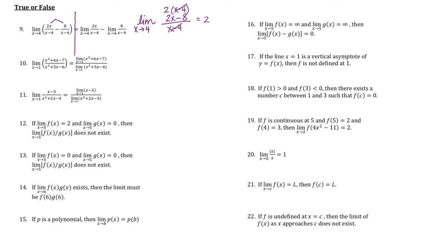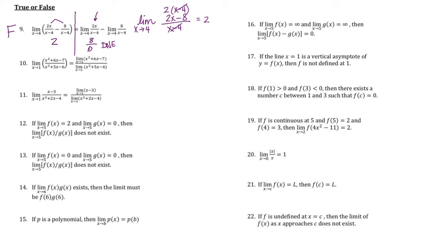So I know the left side here has got to be 2. Now over here on the right side though, notice how it wants us to evaluate this limit here first. And if we do that, notice I'm going to get 8 over 0, which is going to be a does not exist because it's not a one-sided limit. So for number 9, that is going to be false.